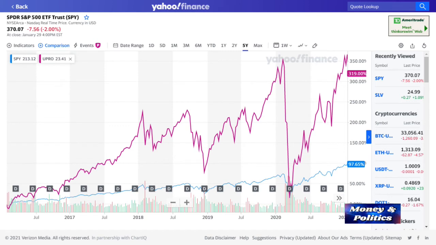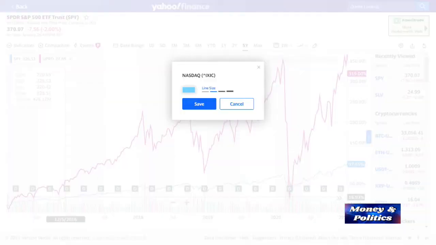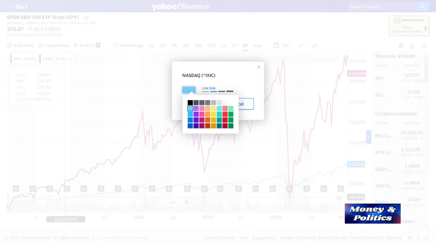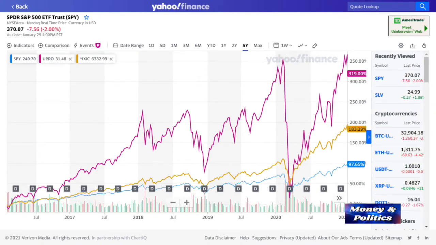Let's go up to our comparison in the upper left here, and let's say, well, what did the NASDAQ do? And we're going to say the NASDAQ, let's say, is yellow. Boom. So by itself, the NASDAQ, ticker symbol QQQ, was up 183% over the previous 5-year period.